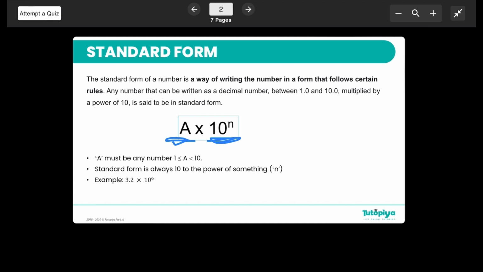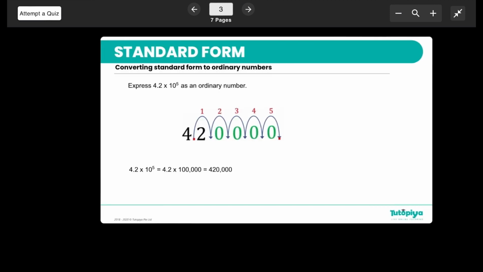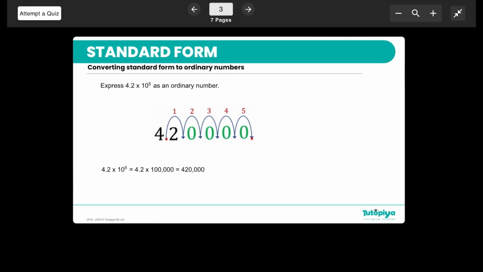For an example, 3.2 times 10 to the power of 6 is a number in standard form. Why? Because 3.2 is between 1 and 10, and then we have 10 to the power of a number. In this case, it is 6, right? So how do we write standard form numbers into ordinary numbers? That is basically putting it in the normal form where we have hundreds and thousands.